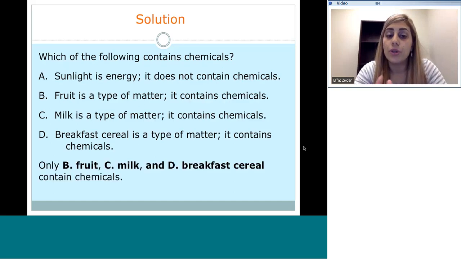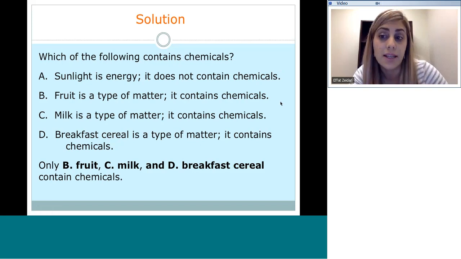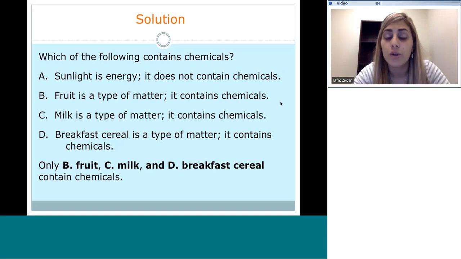So which of the following contains chemicals? Option A is sunlight. Sunlight is not composed of matter. Sunlight is energy, therefore it does not contain chemicals. Fruits are an example that we just mentioned in the kitchen. It is a type of matter and it does contain chemicals. Milk is another type of matter. It contains chemicals as well. Breakfast cereal is a type of matter and it contains chemicals as well. So options B, C, and D are all correct, and they contain chemicals, whereas something that is not composed of matter, for example sunlight, which is energy, does not contain any chemicals.